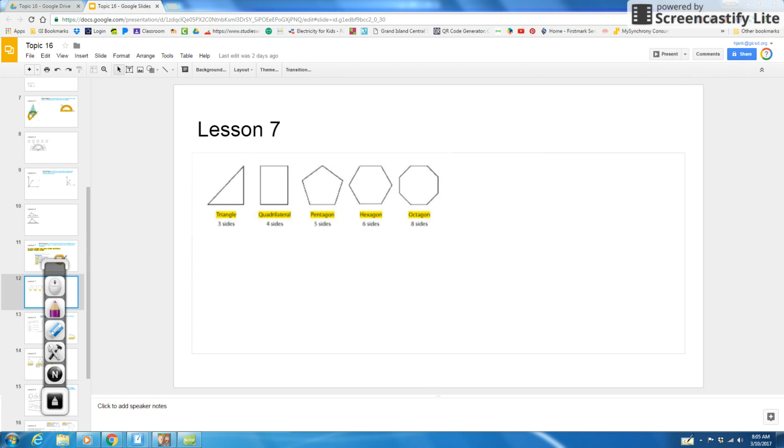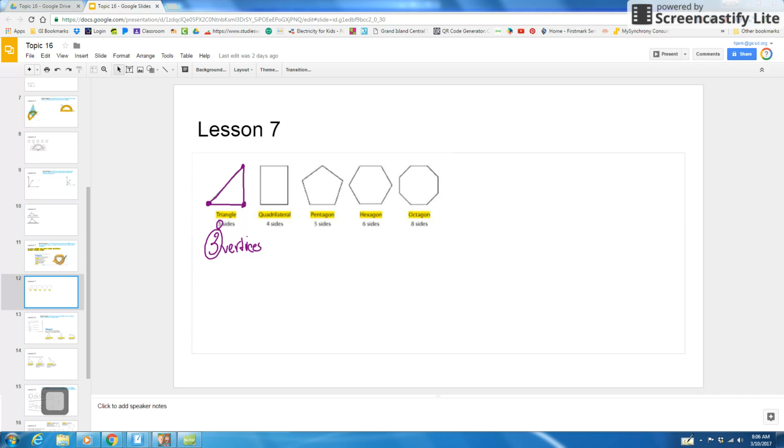So here on this slide, we'll start with our triangle. This is the one you probably are the most familiar with. Triangles have three sides, so 1, 2, 3. They have 3 vertices, or where those lines meet. Okay, so that's the other thing we're going to be adding to this, okay? And if you notice, that number stayed the same.